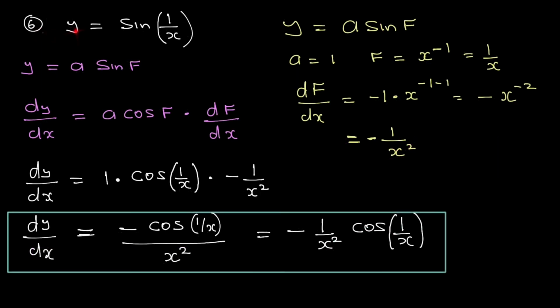So question 6, y equals sine 1 over x. Well, so I've just written it like that, and a is 1 because there's 1 here.